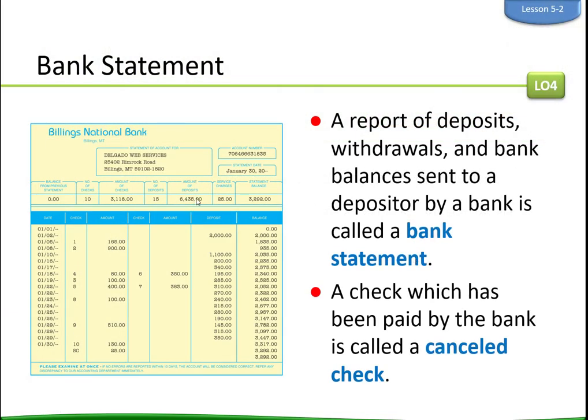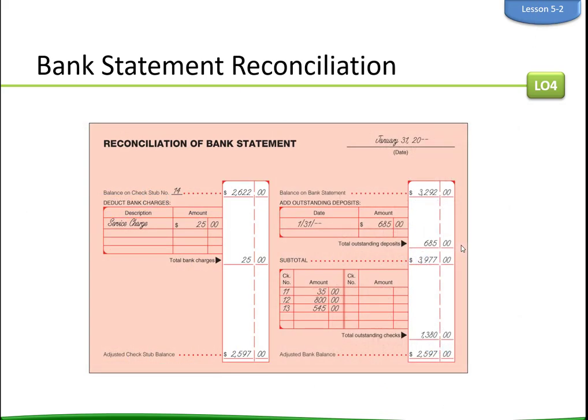And so when we get a bank statement, one of the things we have to do is balance that bank statement against what we say has come through. The bank statement is going to show all the different deposits and withdrawals that have been done. And it is a canceled check when it clears the bank. So this is a form of the reconciliation page.